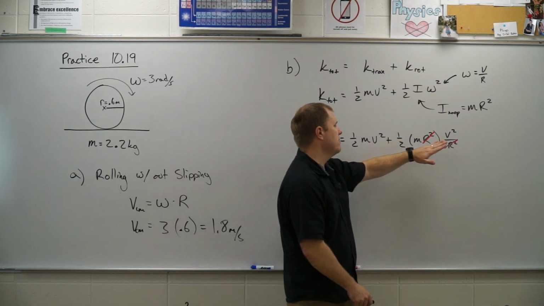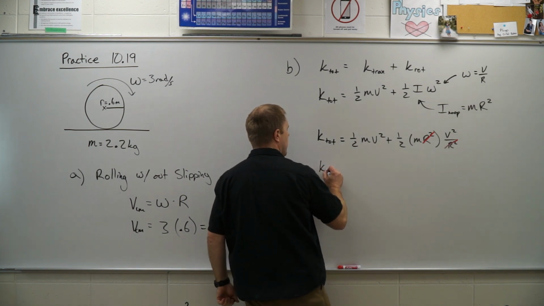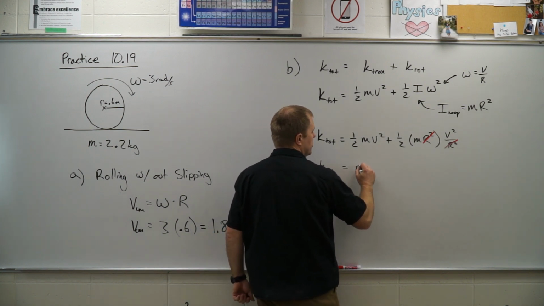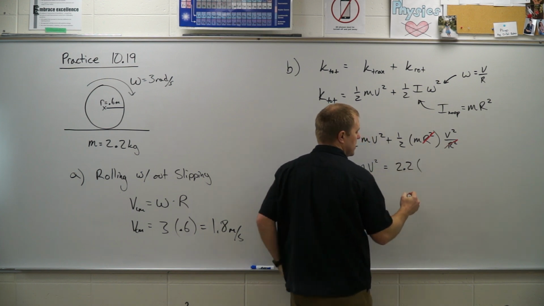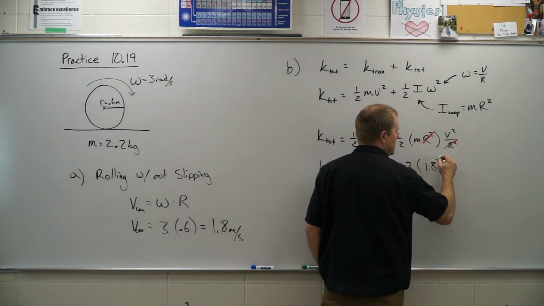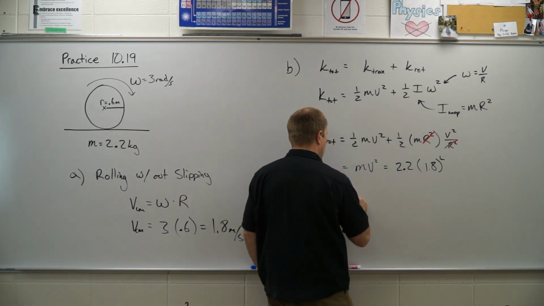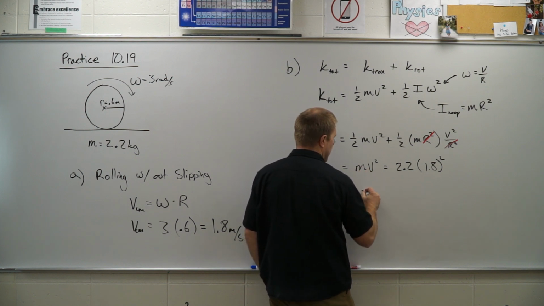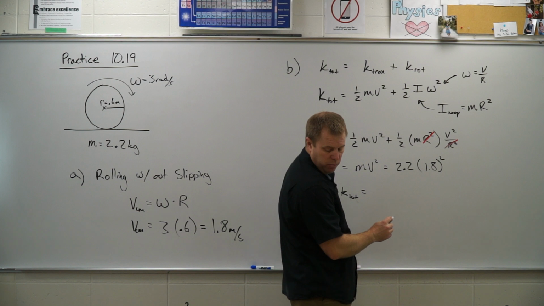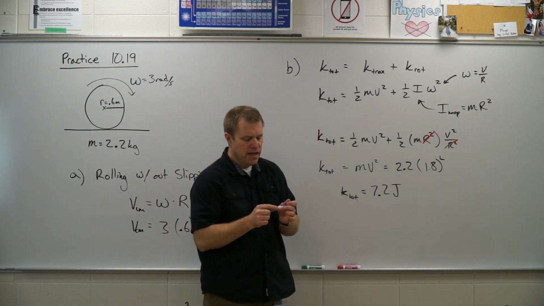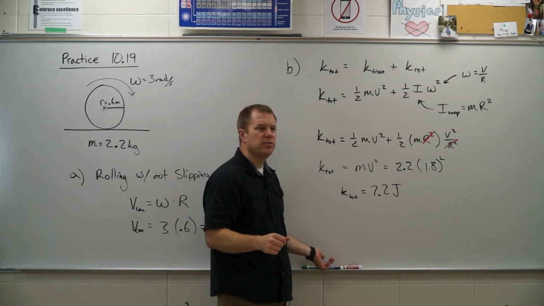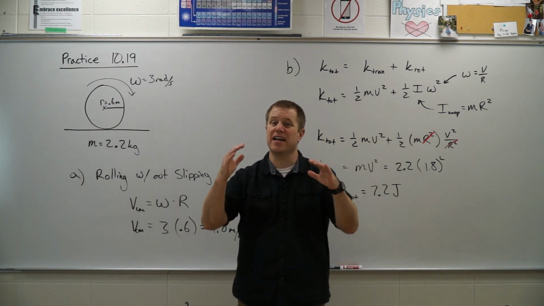So I have 1/2 mv squared plus 1/2 mv squared, so I end up with just mv squared: 2.2 times my speed, 1.8, squared, will give me a total kinetic energy of 7.2 joules.